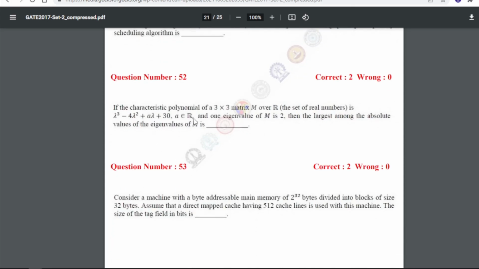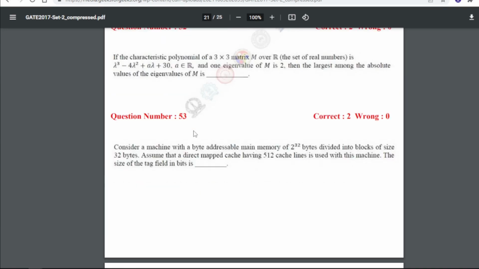52 is, if the characteristic polynomial of a 3 by 3 matrix M over R, the set of real numbers, is this expression where A belongs to R, and one eigenvalue of M is 2, then the largest among the absolute values of the eigenvalues of M is what? So for 52 our answer will be 5.0.